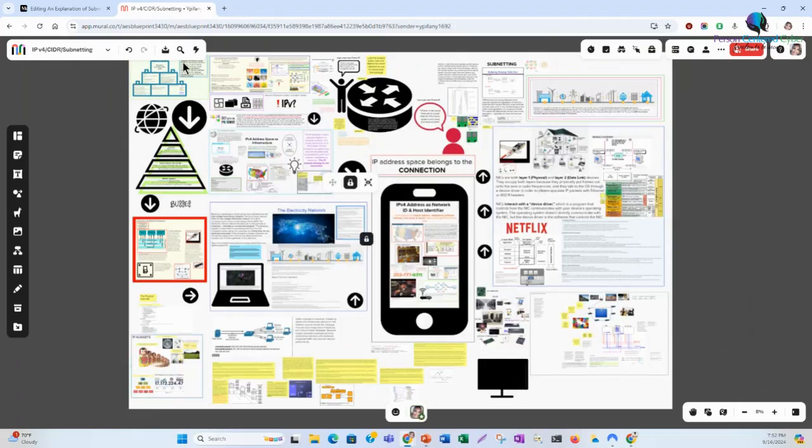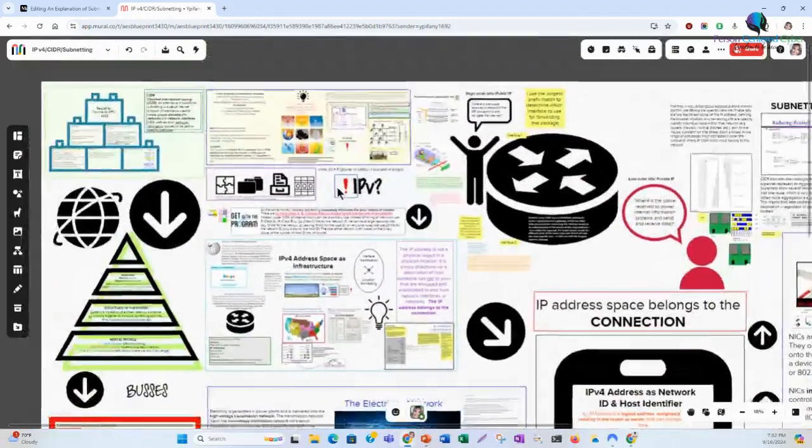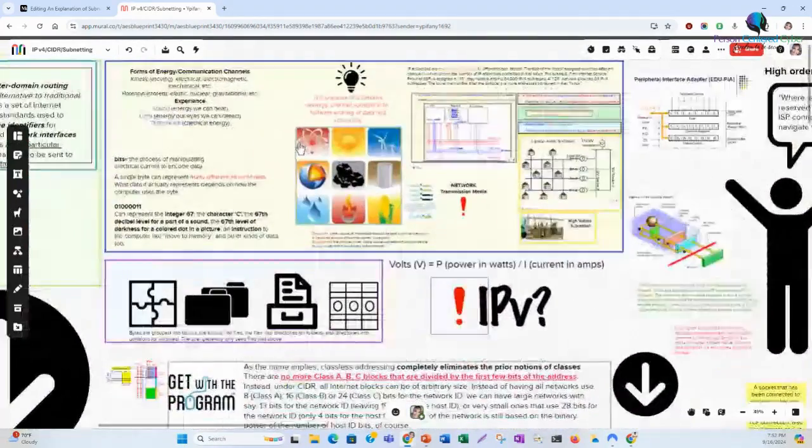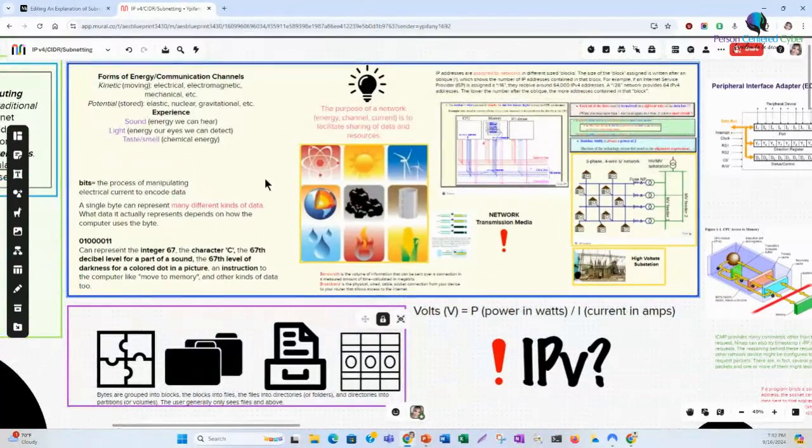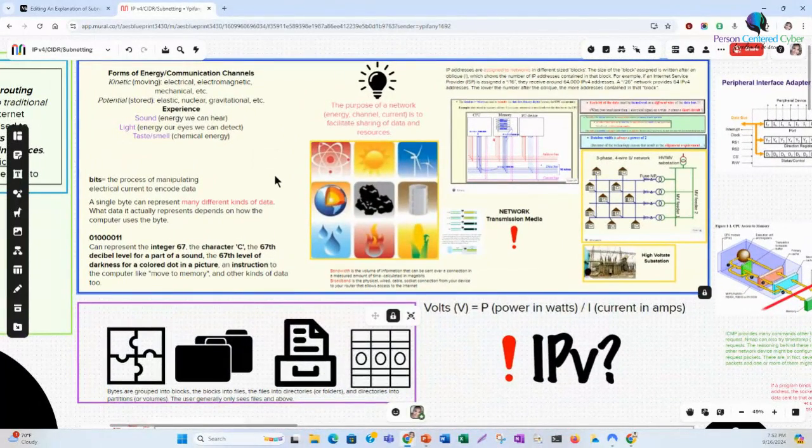Okay, this mural started up here, almost 2 years ago, with what is a bit? On and off, 1 and 0 is how computers talk, and this and that. No, what is a bit? It's like me saying, what is an apple? Like what is it? You know what I'm saying?